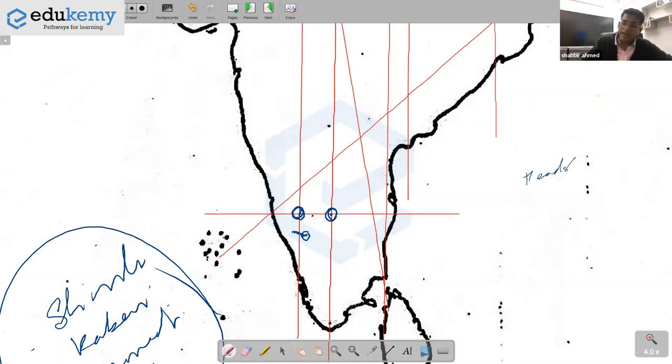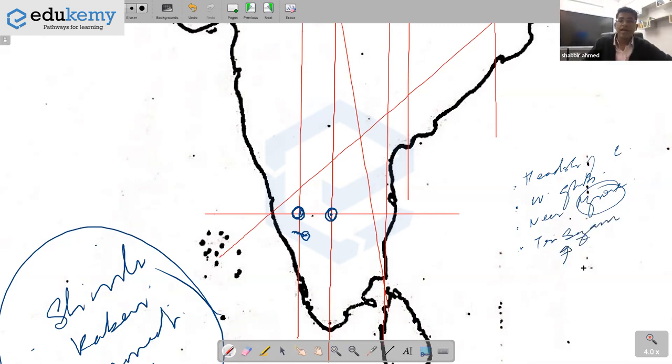These are the head streams of Kaveri. Okay, source in the Western Ghats. Okay, they join the main Kaveri near Mysore. And at Mysore, we have what's called as Trisangam. Mysore is also called as the Trisangam. And at Trisangam, we have the dam. Okay, you remember which dam we have here on Kaveri? Krishna Sagar Dam. Yes, and Vrindavan Gardens.